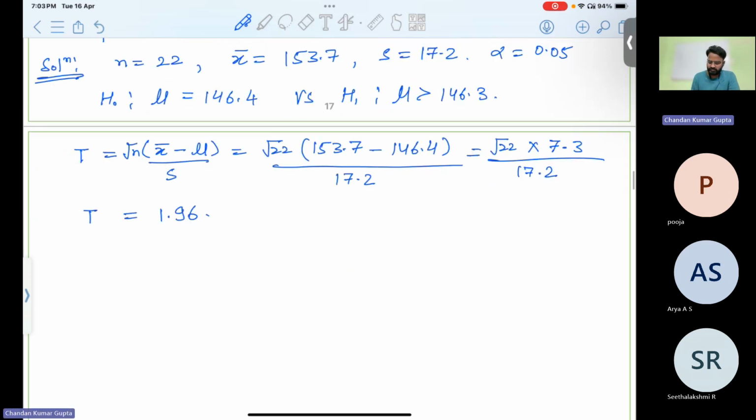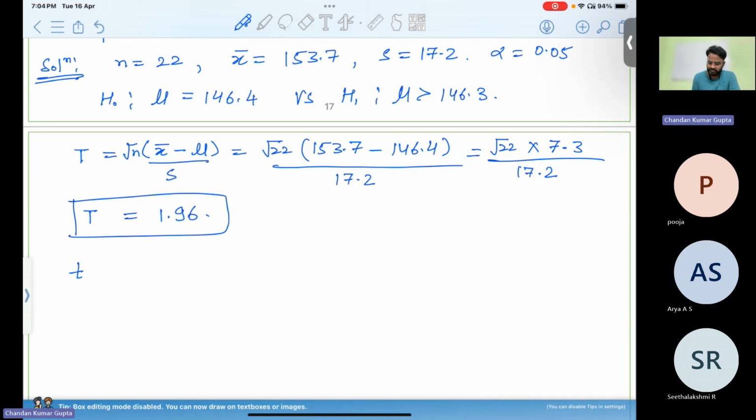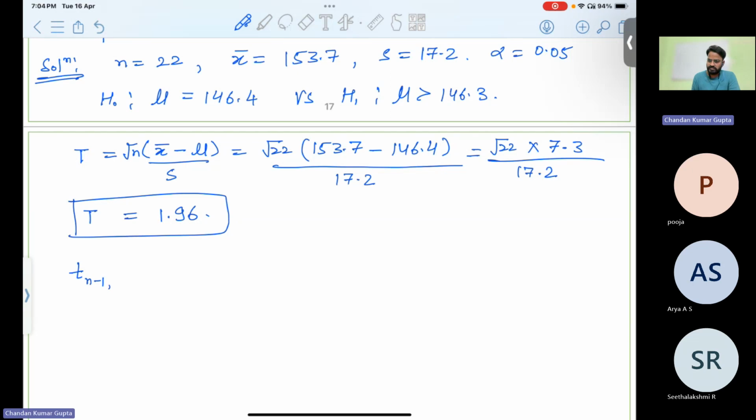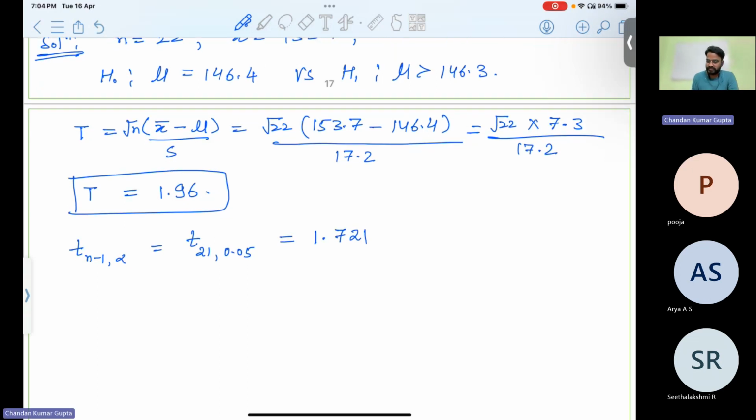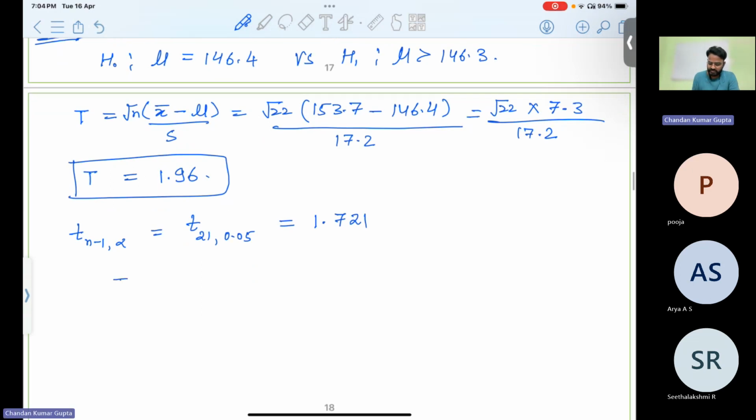Okay, now this is our calculated value. Now the tabulated value is the T at degree of freedom n minus 1, and the value of alpha is 0.05. So that is T 22 minus 1, it is 21, and alpha is 0.05. This value is taken from the table and it is 1.721. Here, the tabulated value is less and the calculated value is greater. Here, T is greater than T 21, 0.05.